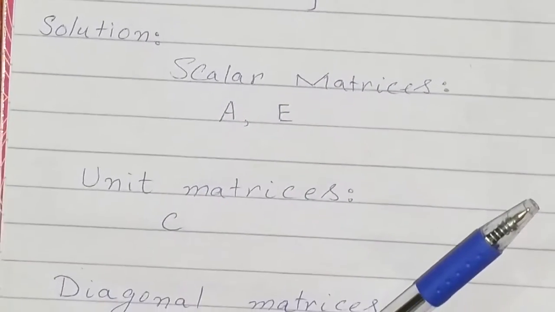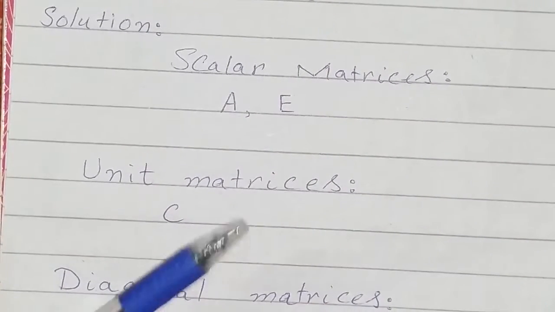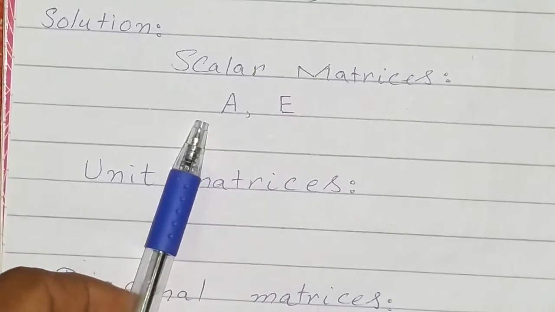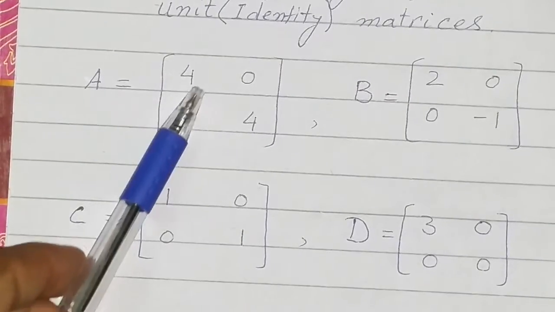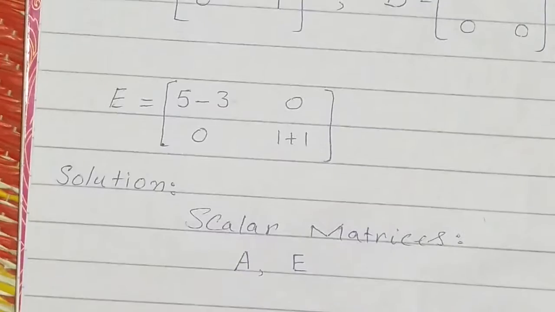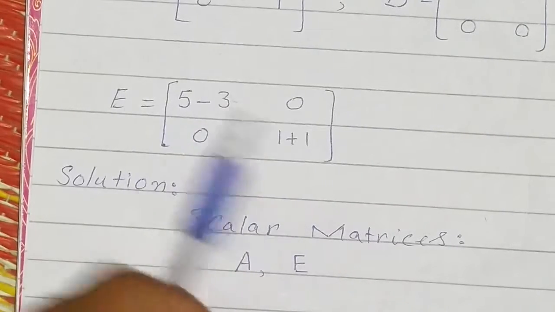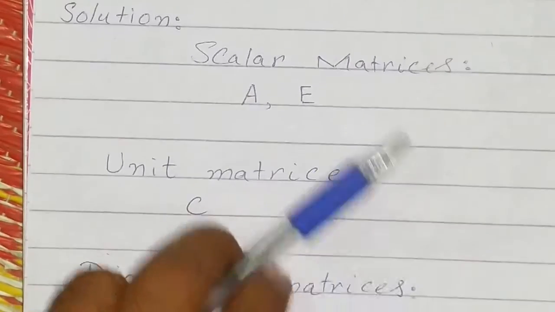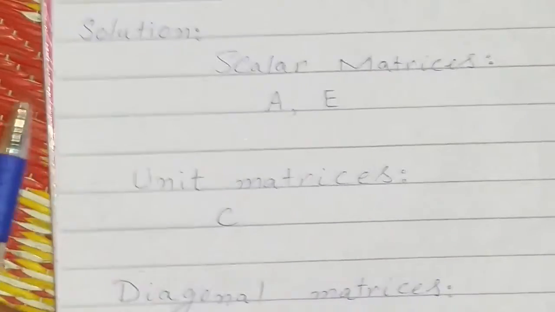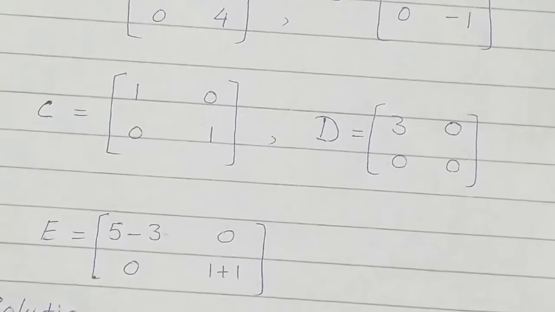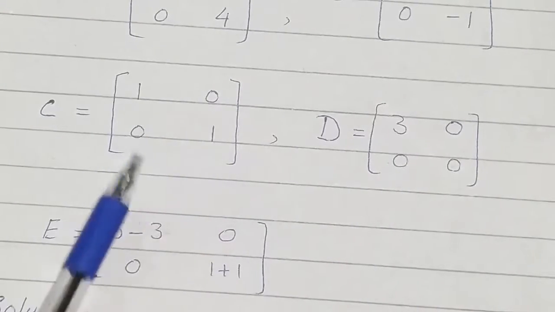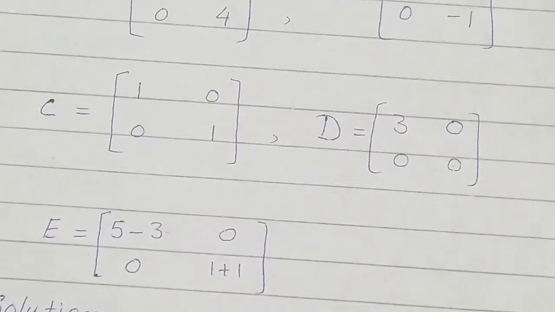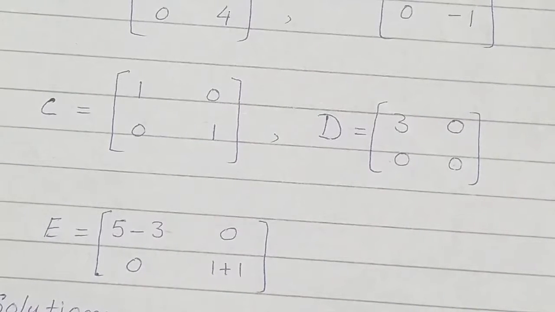So what I just said I have also written here. I told you about A and E, these are the scalar matrices. A has 4 in the diagonal and E has 2 in the diagonal, so A and E are scalar matrices. Now unit matrix is C. You can see that in the diagonal 1 is written and all other elements are 0, so it's a unit matrix or identity matrix.